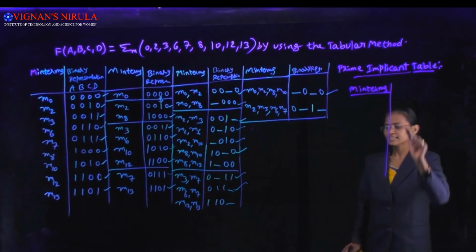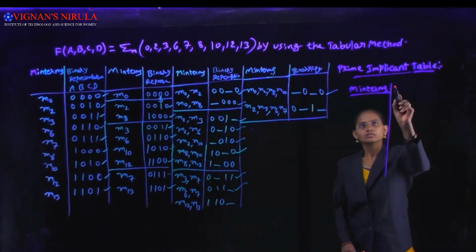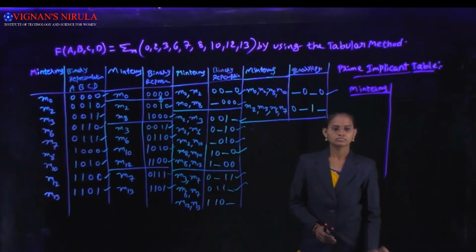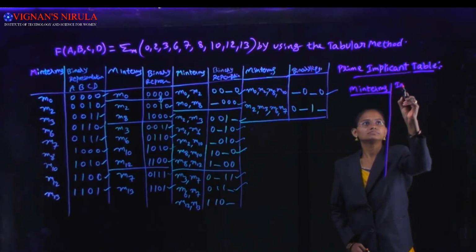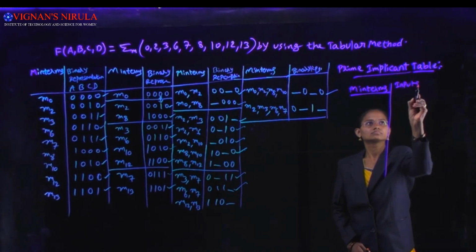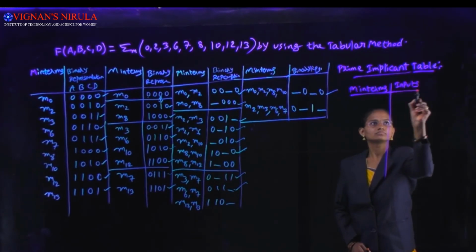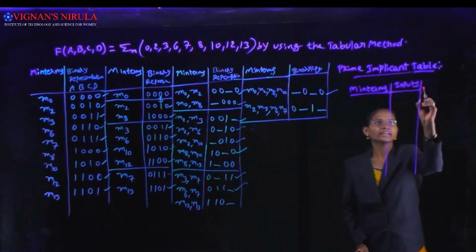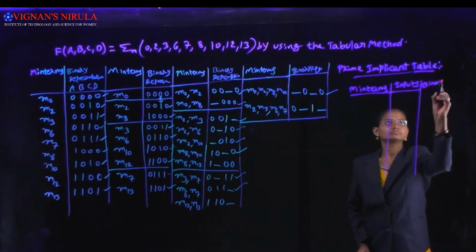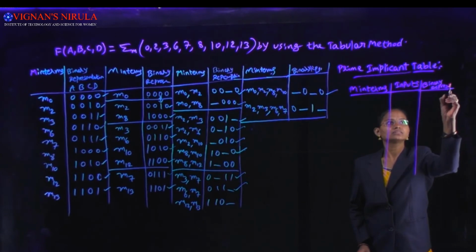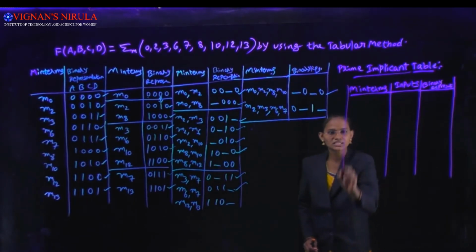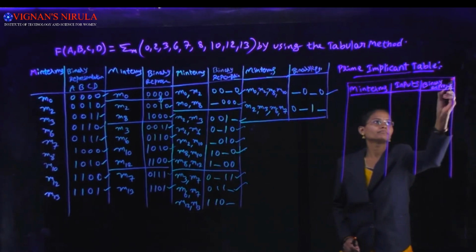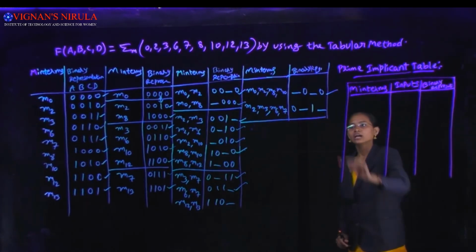and next, min terms and inputs and binary representation. Okay, this is the prime implicant table. Here we write down the comparing.